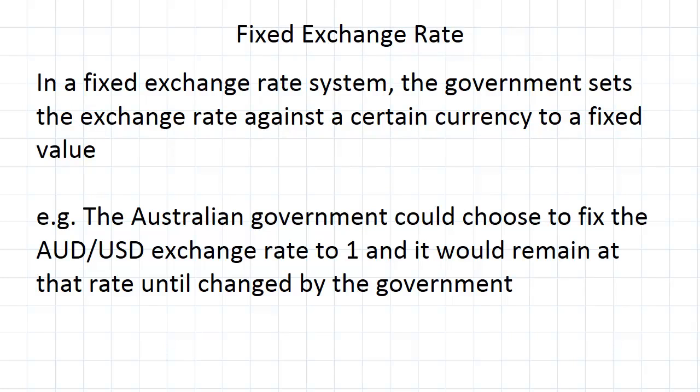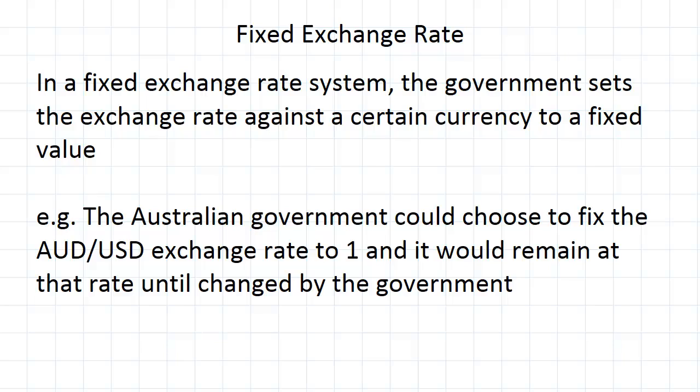So the idea of a fixed exchange rate is very simple. Basically, the government just chooses an exchange rate and that's all there is available. The market does not get to determine the rate at which these currencies are exchanged. The government says, for example, the Australian government could say the Australian dollar to US dollar exchange rate is 1. If you want to get Australian dollars, they cost you $1 US, and that's that. No deviations from this are allowed.